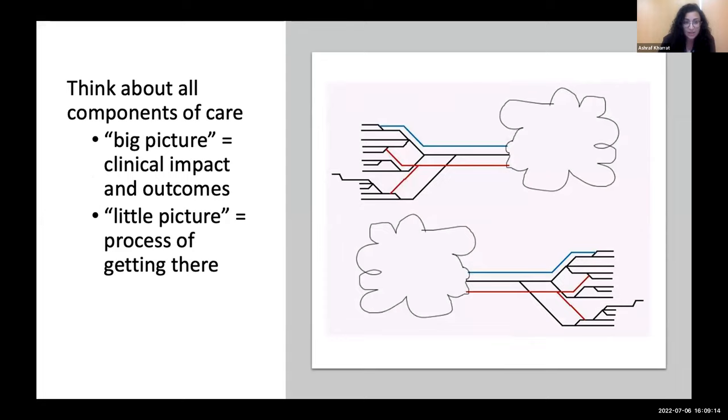Think about the big picture, which is more like your clinical impact, your outcomes, both immediate, then a little bit more short term, and then longer term. And then think about the littler picture, or the process of getting there, because all those things add up and play a role in your ultimate clinical outcomes.